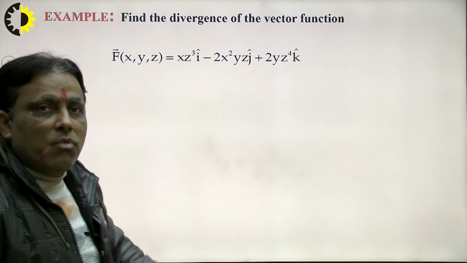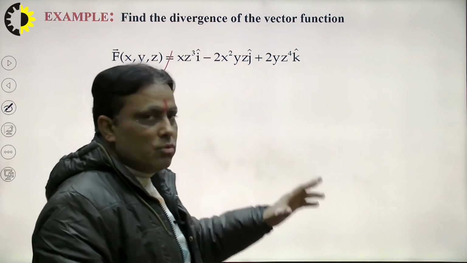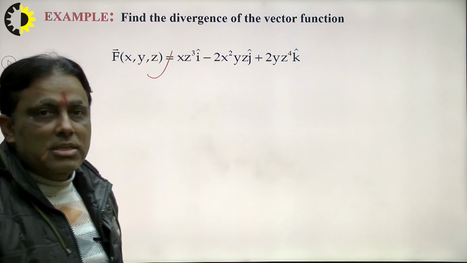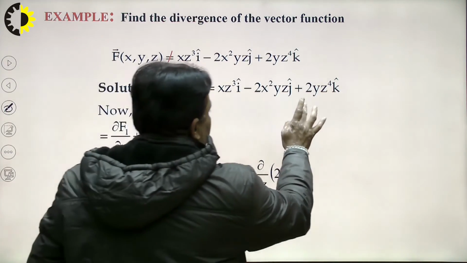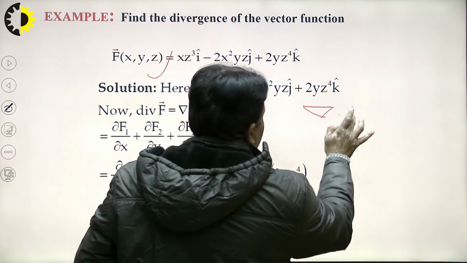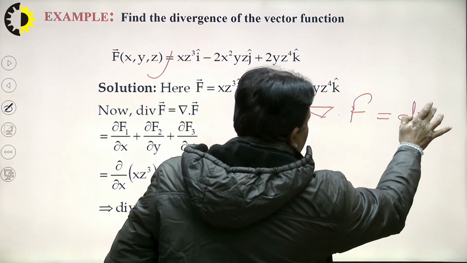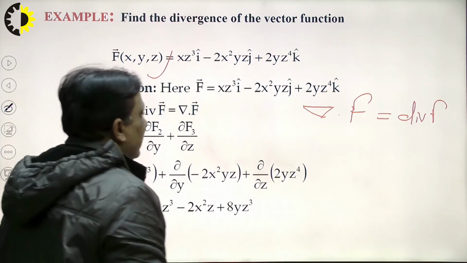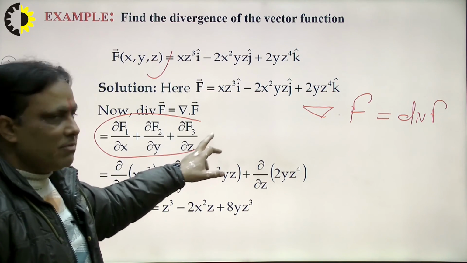Now example: find the divergence of the vector function. This is a vector function and I want to calculate the divergence of this one, right? So what will be the divergence here? I explain here, divergence will be del dot f, right? That is known as divergence f here, right? How to calculate here? So what is the meaning of del? Del means differentiation of this with respect to x, y and z.